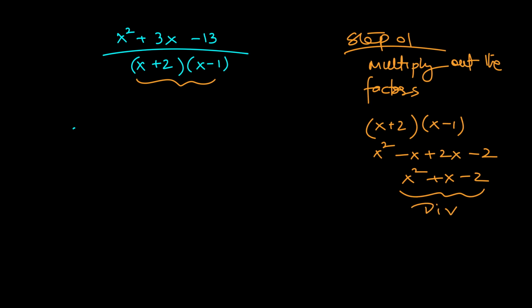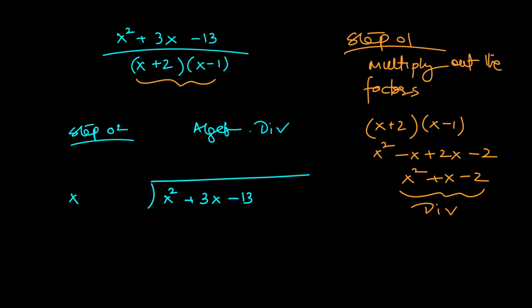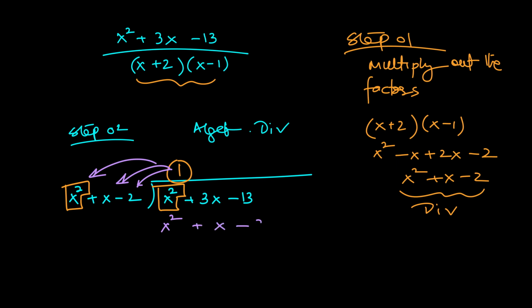We have step number 2 now. That is algebraic division, also popularly known as long division. x squared plus 3x minus 13 is being divided by x squared plus x minus 2. We have already seen this in the chapter of polynomials. I take the highest power from the numerator, take the highest power from the denominator and divide. So x squared over x squared is 1. Take this 1 and multiply with every term of the divisor and simply write it down. That is x squared plus x minus 2.